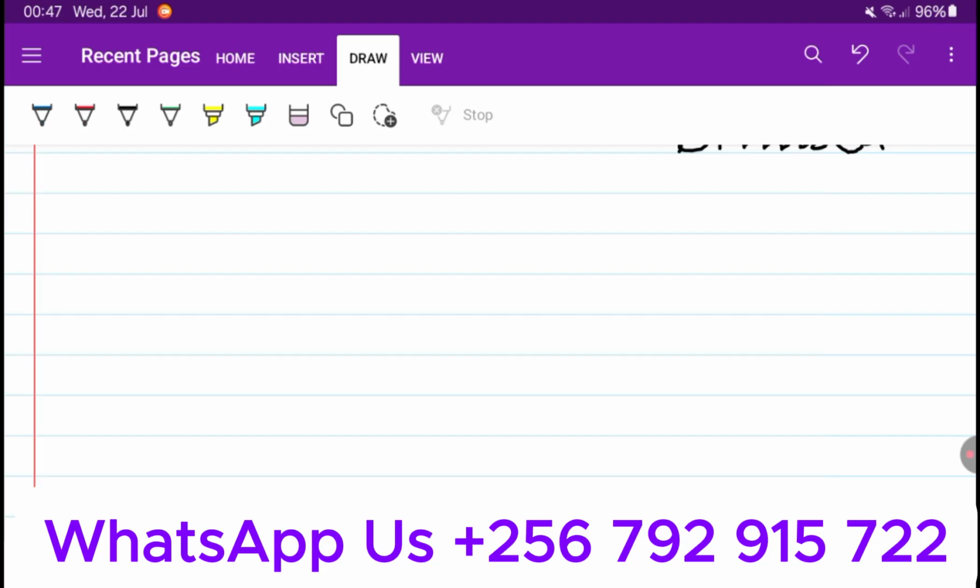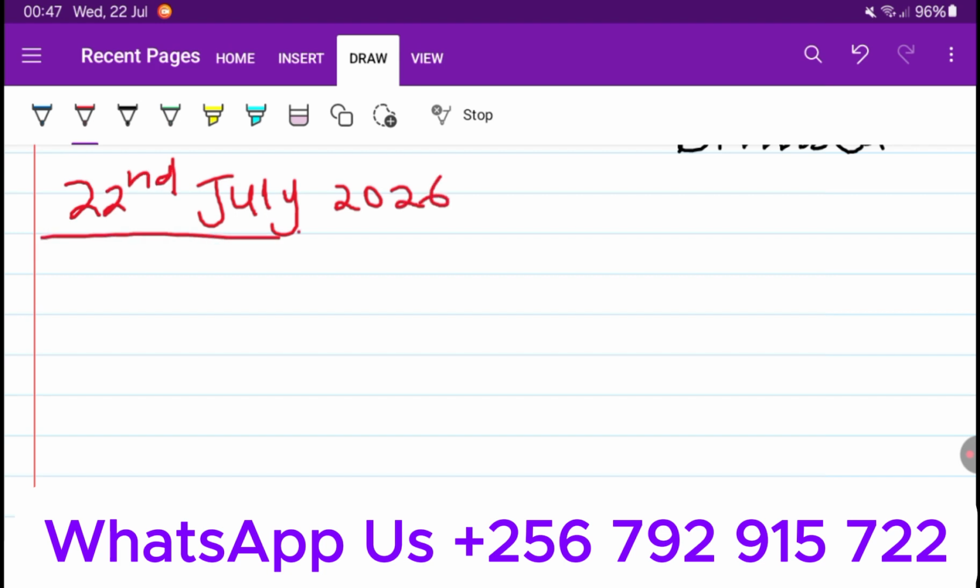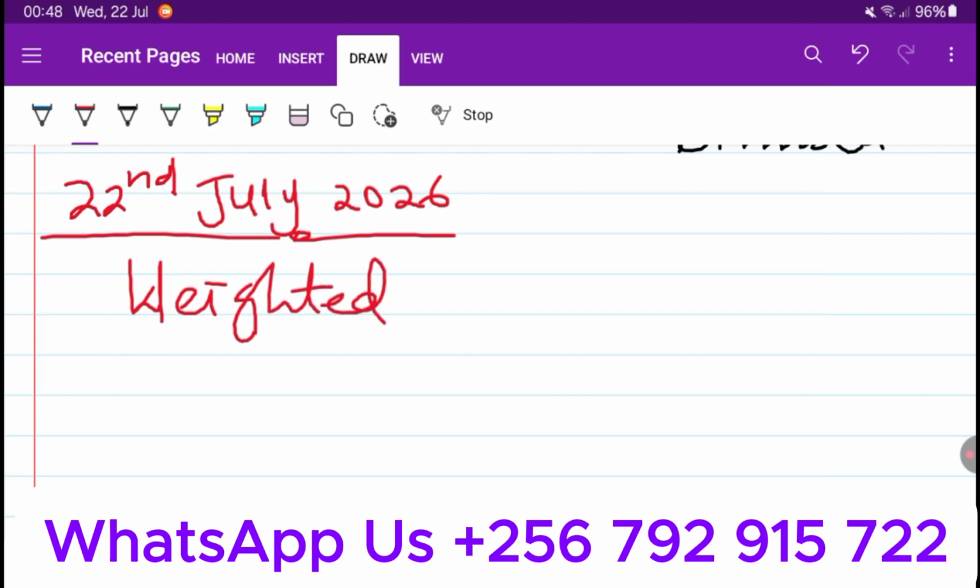Now, of course, today is 22nd of July 2026, and our focus is to complete the measure of central tendency, and I want us to start with the weighted mean.